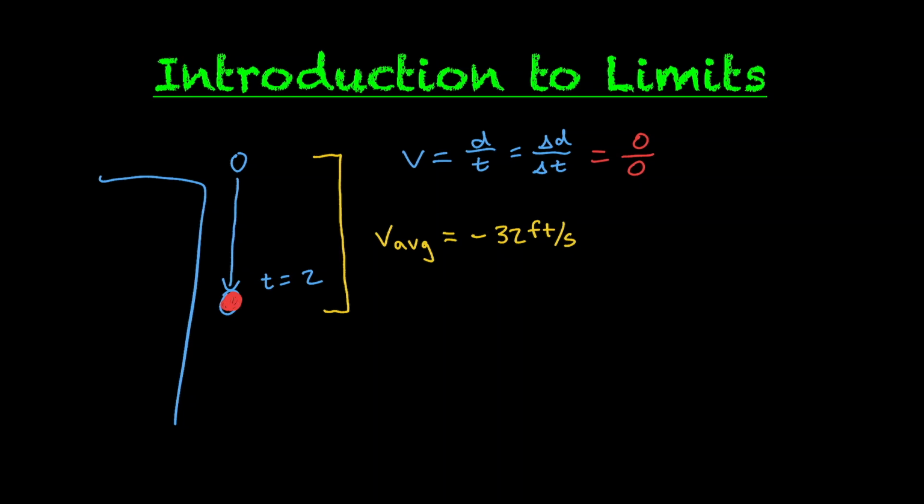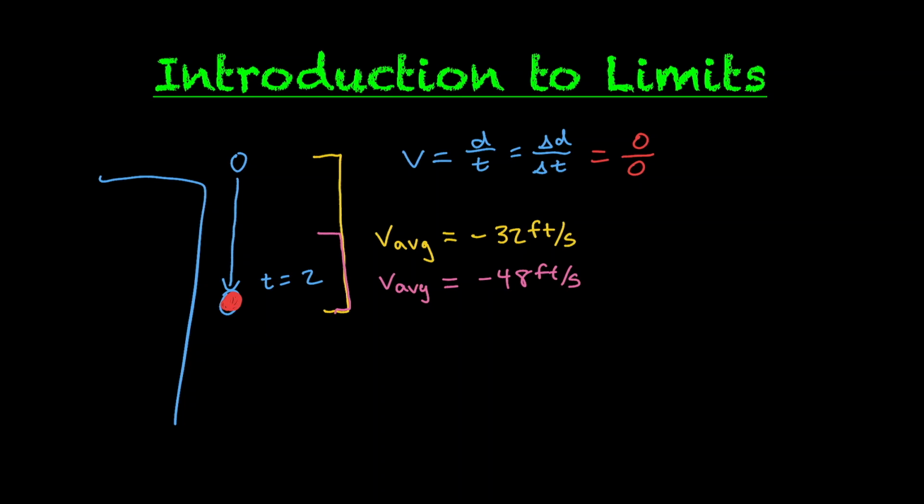All right, so what can we do to improve this? Well, 2 seconds is a long time for an object to be dropping. It speeds up quite a bit. So rather than doing 2 seconds, how about we do just the last second that's dropping? And if we do that, then the average velocity on this time frame is negative 48 feet per second. And this will be a little bit closer to the actual answer.